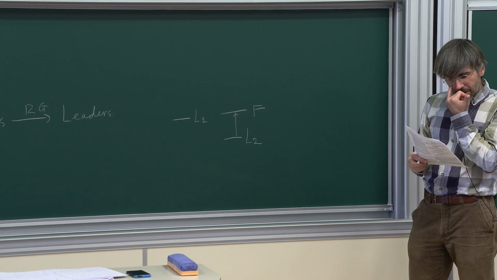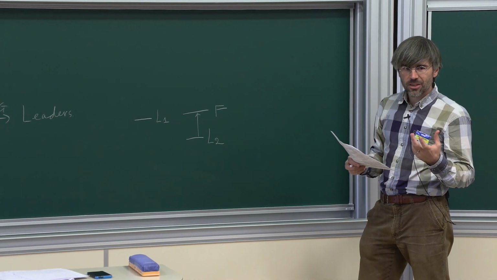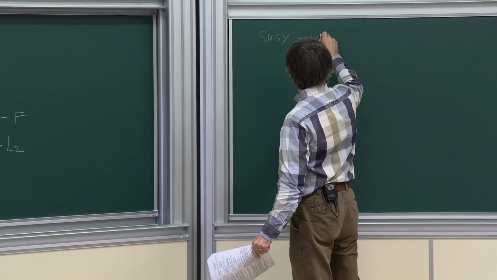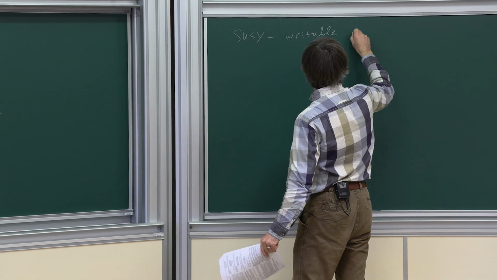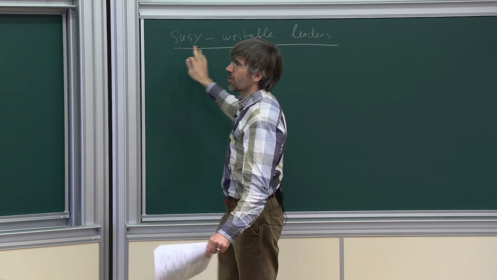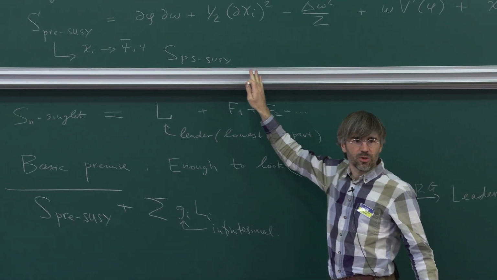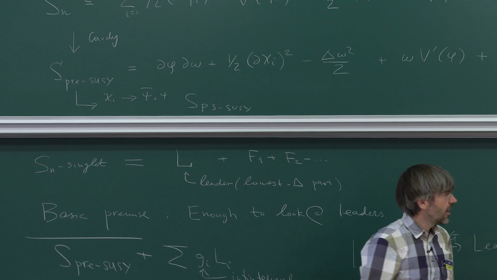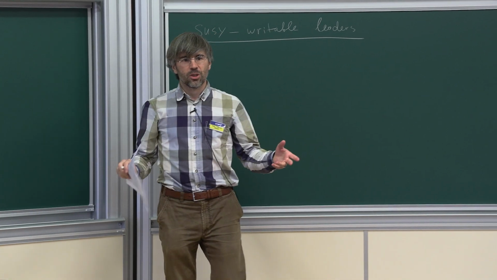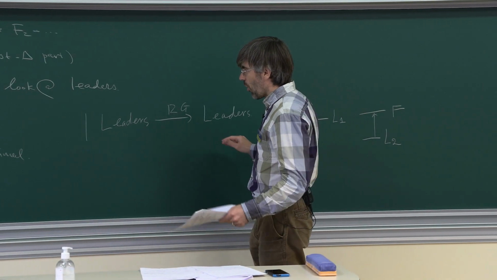So we don't know the full answer to this question, but we know the answer in one case, which is for SUSY writable leaders. For the SUSY writable leaders, we can analyze them in terms of the Parisi-Sourlas SUSY action. So at least we know what our symmetry is. The symmetry is the Parisi-Sourlas supersymmetry. But the question still makes sense. So take a SUSY writable leader. It's just some particular supersymmetric operator. You do an RG step. You will always find only leaders.